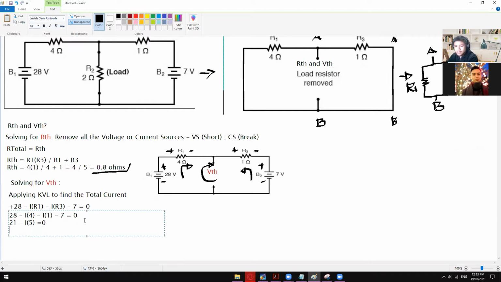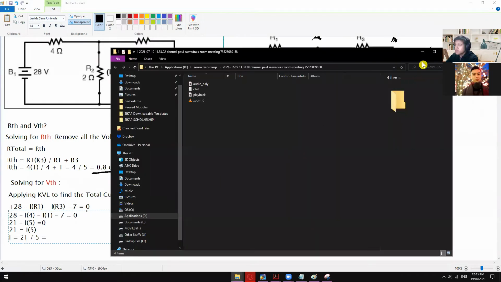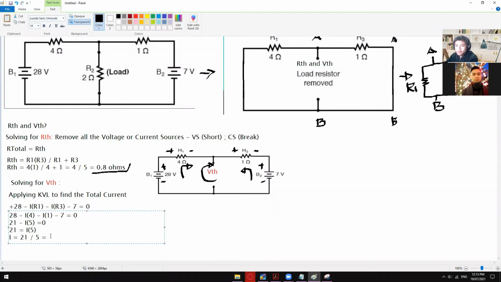And then from here, you can now transpose the I, or the current, on the other side, which will give us I5, okay. And then from here, we can now solve the value of I. I is equal to 21 divided by 5. So anyone, please solve this one. It's 4.2, am I correct? Yes, sir. 4.2 ampere, okay.